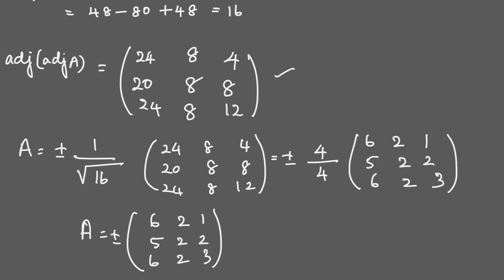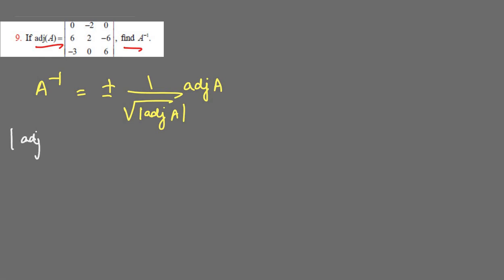In the previous question, adj A was given, and we were asked to find what is A. In this question, adj A is given, and we are asked to find what is A inverse. So for this, what is the formula we are going to use here? The formula is A inverse is equal to plus or minus 1 by root of determinant of A into just adj A. So I'm going to find first what is determinant of A.